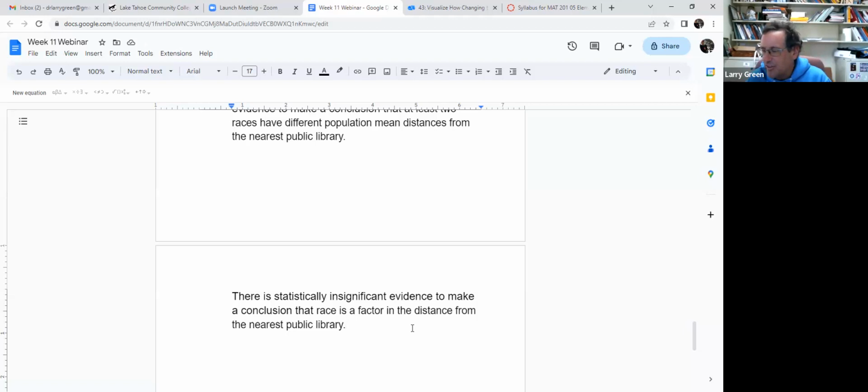So if at least two are different, then race is a factor. If they're all the same, then race is not a factor. So being told what race somebody is, if all the means are the same, that's not going to help you at all in getting a decision of how far they are from the nearest public library. On the other hand, if they're not all the same, then if you're told what race they're in, you have a better guess on how far they are from the nearest public library. Any questions on this conclusion?